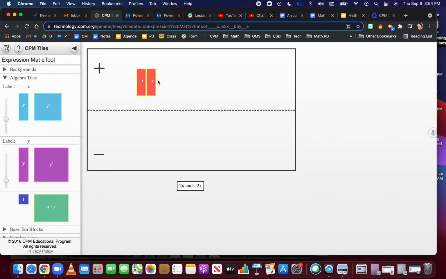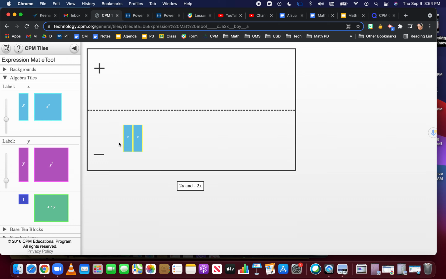If I have negative 2x in the positive region, I can show it another way by moving it down here and flipping them to the other sign. So this would also be negative 2x.